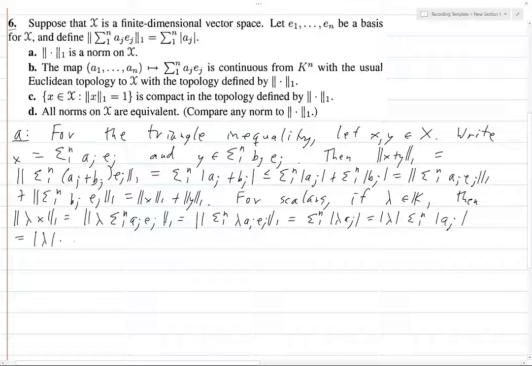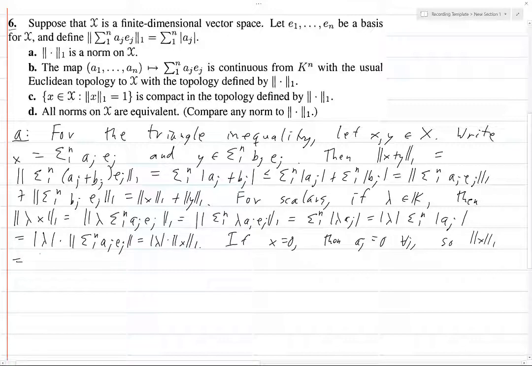So there we go. And certainly if x equals 0, then aj equals 0 for all j. So the norm of x is equal to the sum from 1 to n of the absolute value of aj, which is just the sum of 0 a bunch of times, which is 0. So that proves it's a semi-norm.